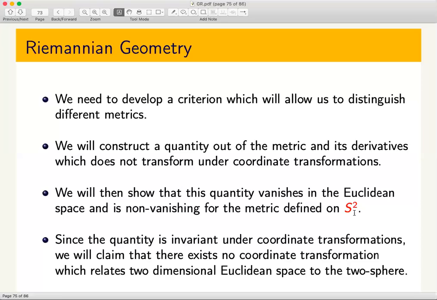Now we want the quantity to be invariant under coordinate transformations. The reason is that you compare these two quantities corresponding to, say, geometry A described by the metric G_A, by which I mean G_A mu nu, and another geometry B described by the metric G_B mu nu, and in one coordinate system you find them to be not equal. Of course, these are different geometries, so the coordinate system used for geometry A and the one used for geometry B have no reason to be the same.